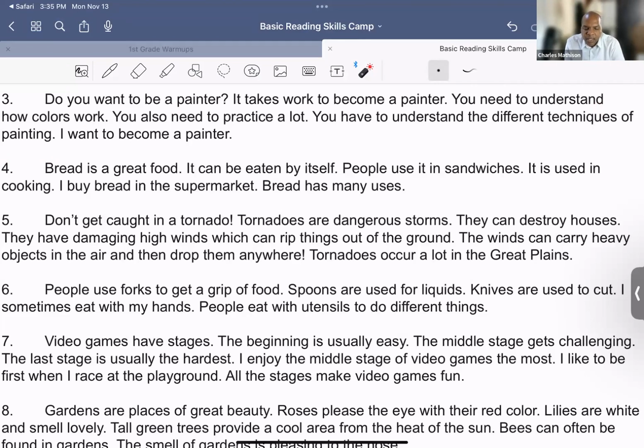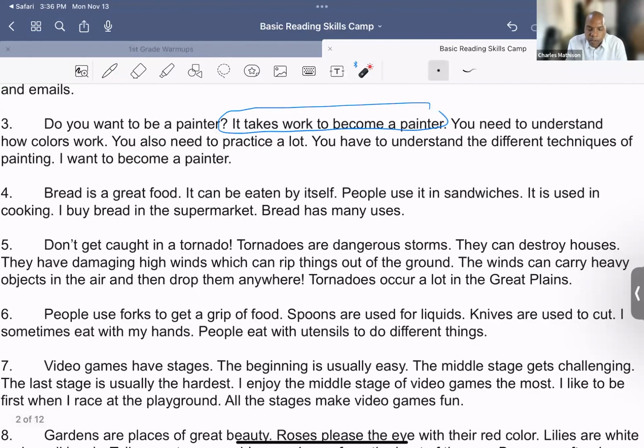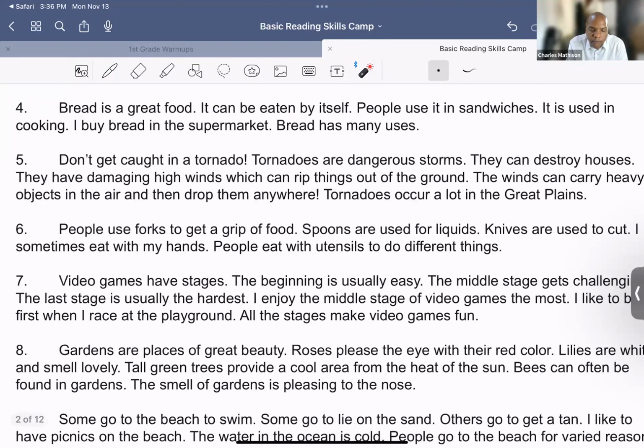Do you want to be a painter? That's not the main idea. It takes work to become a painter. That's the answer, because it's telling me all these other things about becoming a painter. I need to understand how colors work. You also need to practice a lot. You have to understand the different techniques of painting. Let's look at number 4.